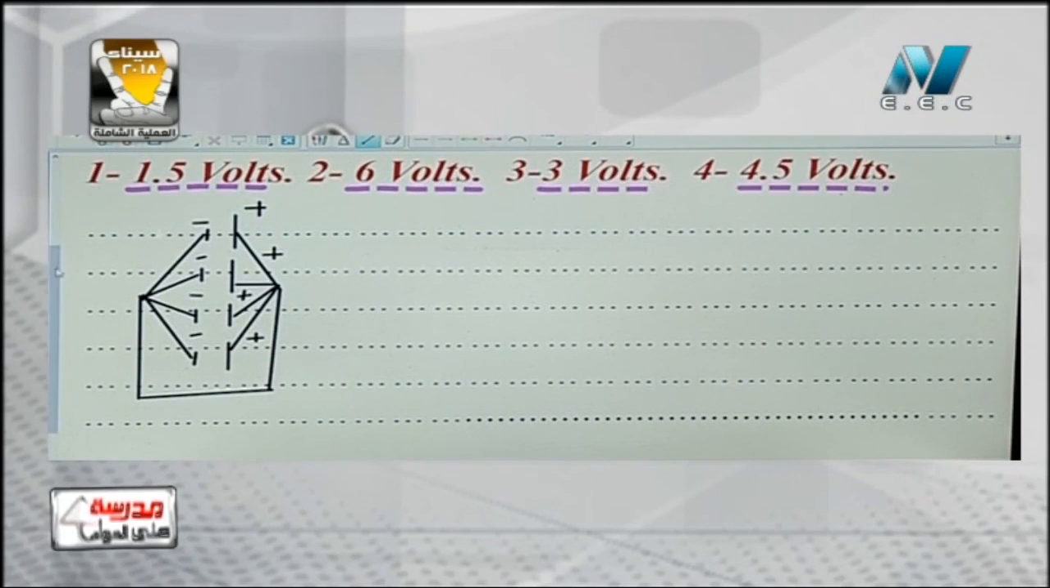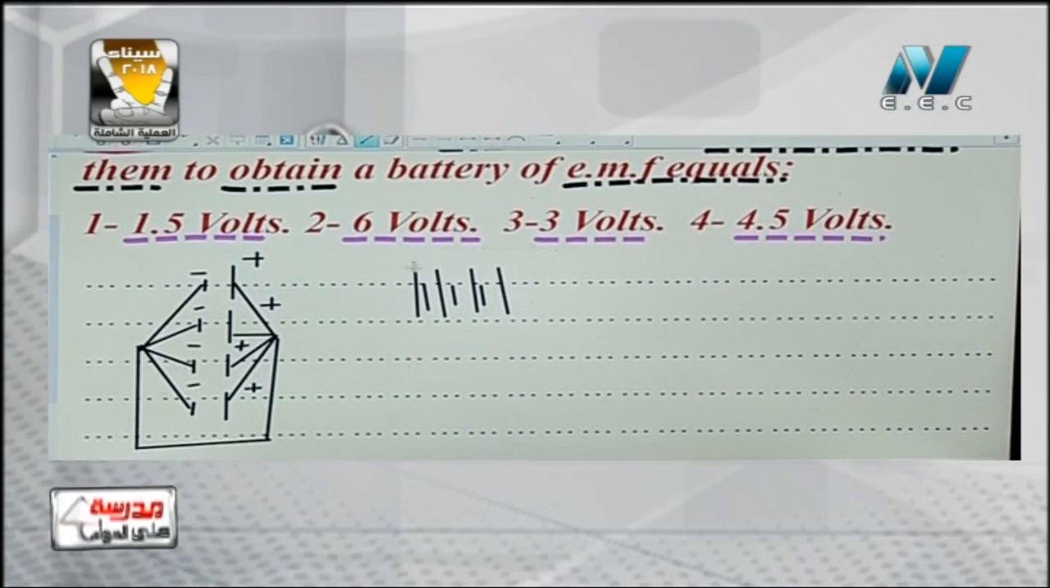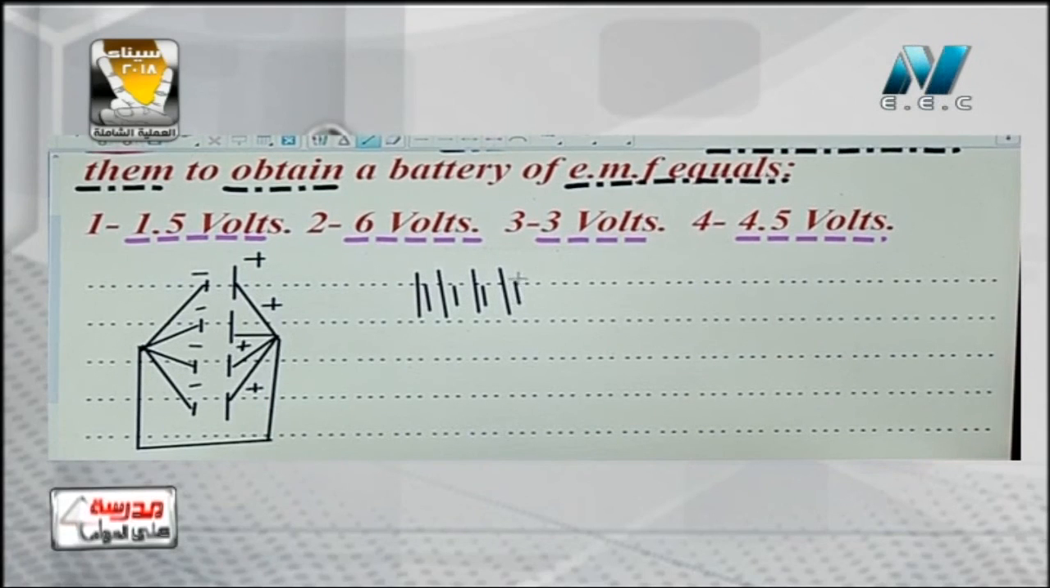Now here we want to obtain 6 volts. Of course I say we connect them in series. Each positive pole is connected with the next negative pole and so on. How many? 4 cells. Okay, we have 4 cells. Negative, positive, negative, positive, negative, positive, and so on. So the electromotive force equals what? 6 volts.